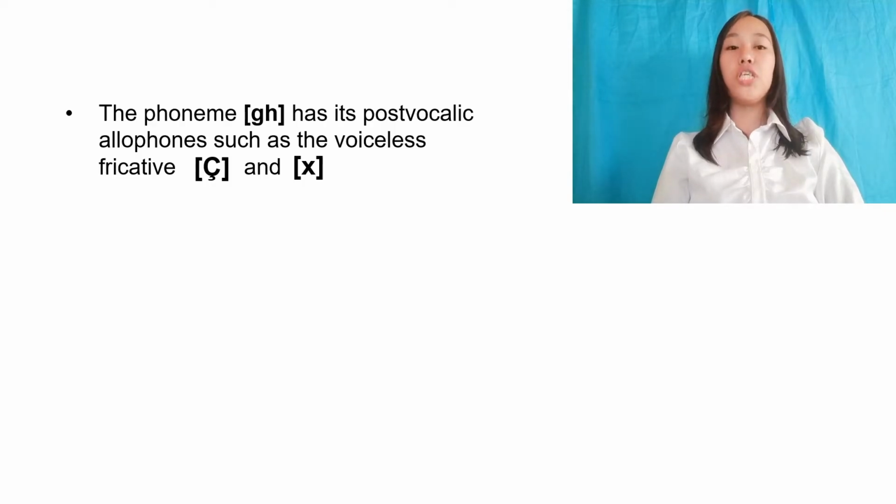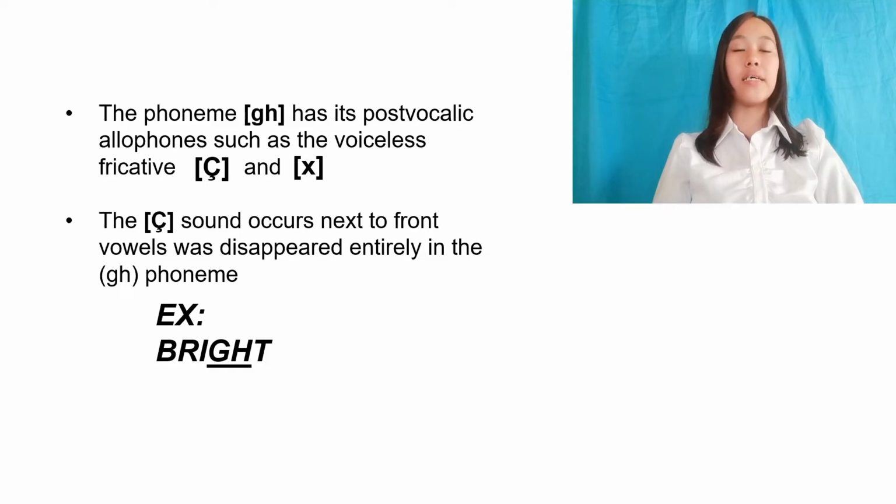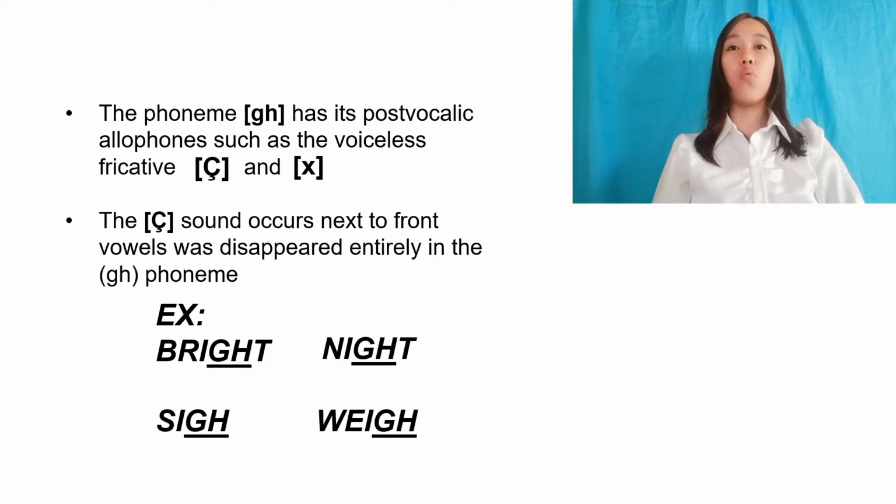In Old English and Middle English, the phoneme GH has its post-vocalic allophones, such as the voiceless fricatives. The sound occurs next to front vowels, which disappeared entirely in the GH phoneme. For example, the words bright, night, sigh, way. As we can see, the sound which was represented by the GH phoneme disappeared entirely in the words given.